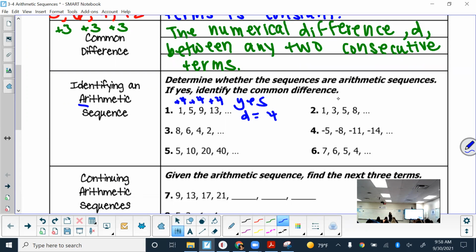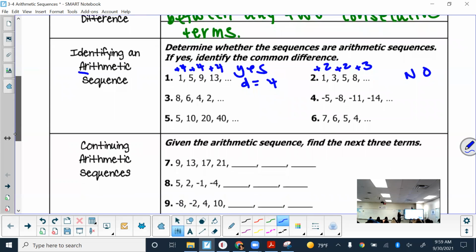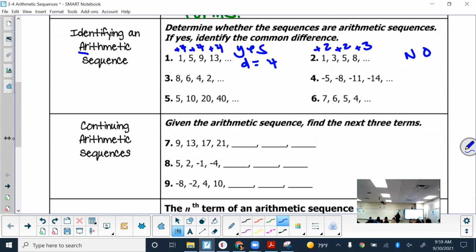Now look at number 2. Is that one an arithmetic sequence? Make sure you look at all the terms. So like what's the difference between 1 and 3? 3 and 5. And 5 and 8. All right, it just has to be different for one of them to make it not an arithmetic sequence. Questions about that? All right, so try 3 through 6 by yourself. Identify whether or not it's an arithmetic sequence. And if it is, say what the common difference is.